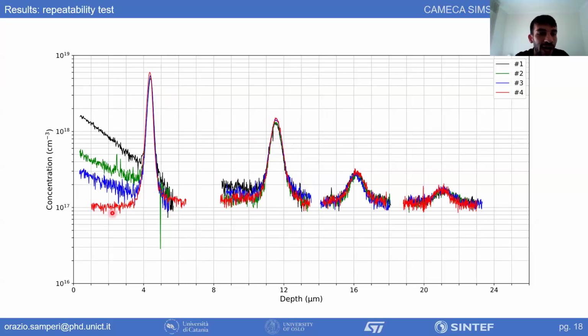So if you are asking why I put this measurement here, this is the one I showed you before. It's just to remember what the effect of the cesium pre-sputtering is.